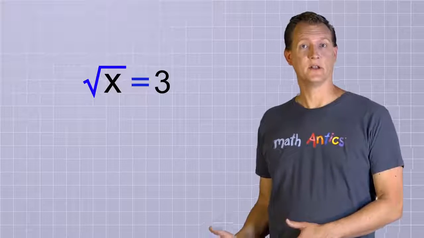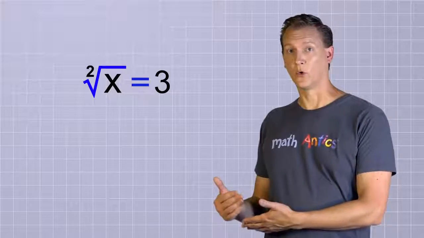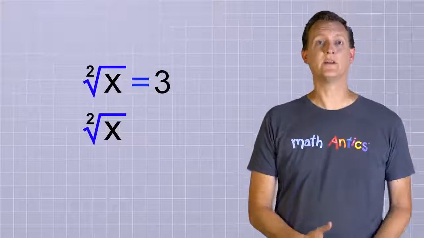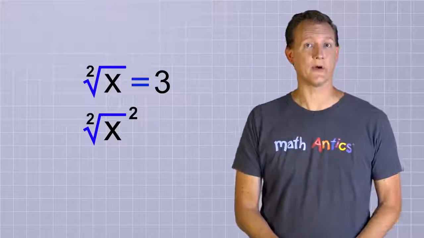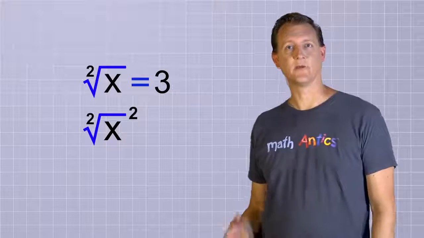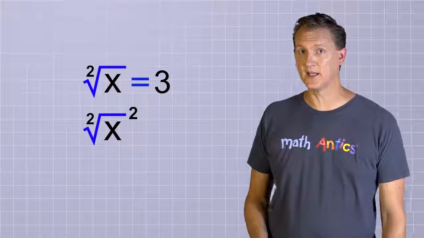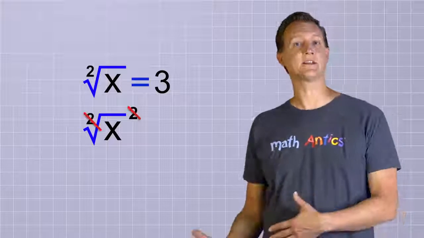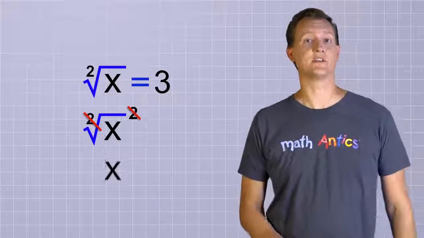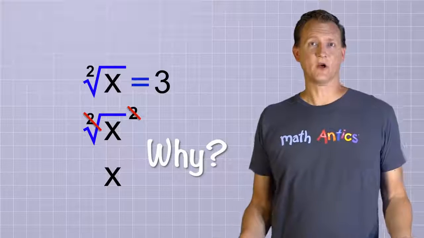And if we want to undo a root, we need to use an exponent. So in this equation, to undo the second root or square root of x, we're going to need to raise it to the second power or square it. If we square the square root of x, those operations will cancel out and we'll be left with just x. But why does that work?